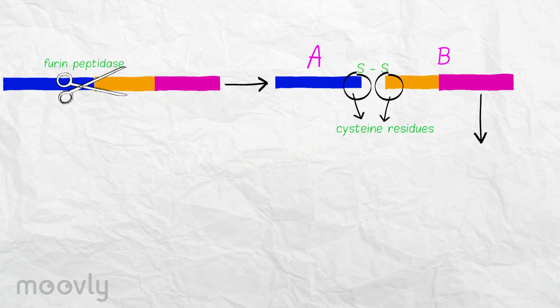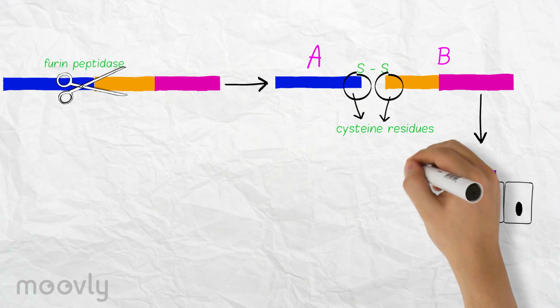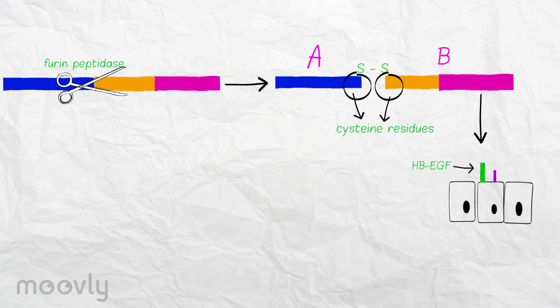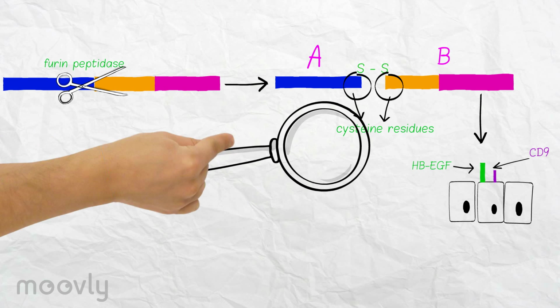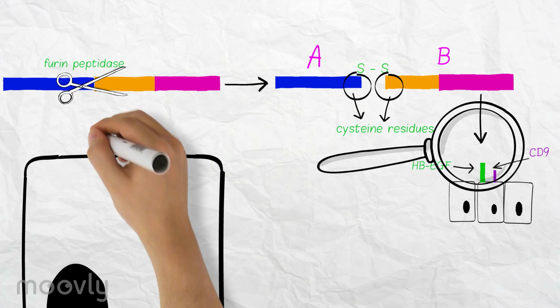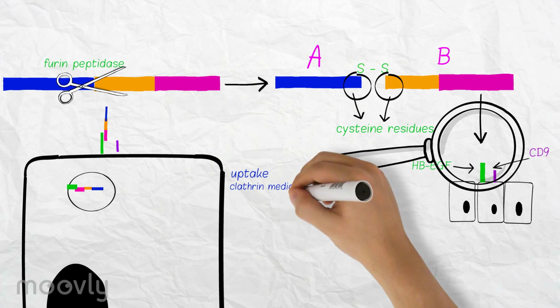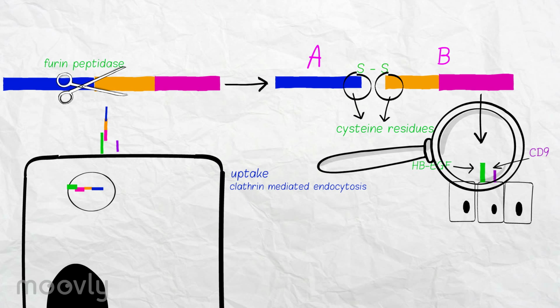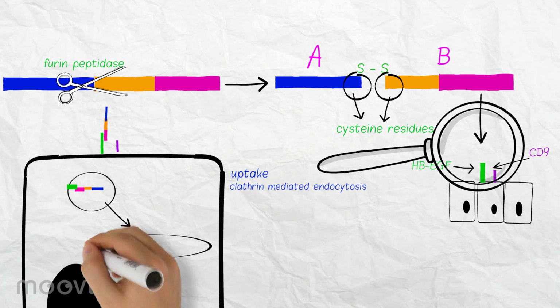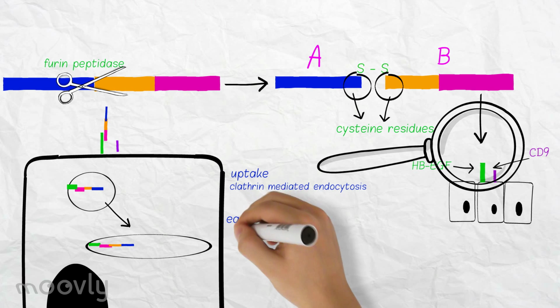The R domain then binds its cognate receptor on the host cell. This is heparin-binding epidermal growth factor, or HBEGF for short. Binding is assisted by CD9, a co-receptor also found on the surface of the target cell. This interaction between the R domain and HBEGF triggers uptake of the toxin into vesicles by a process known as clathrin-mediated endocytosis. The toxin is transported in the vesicle to the early endosome.